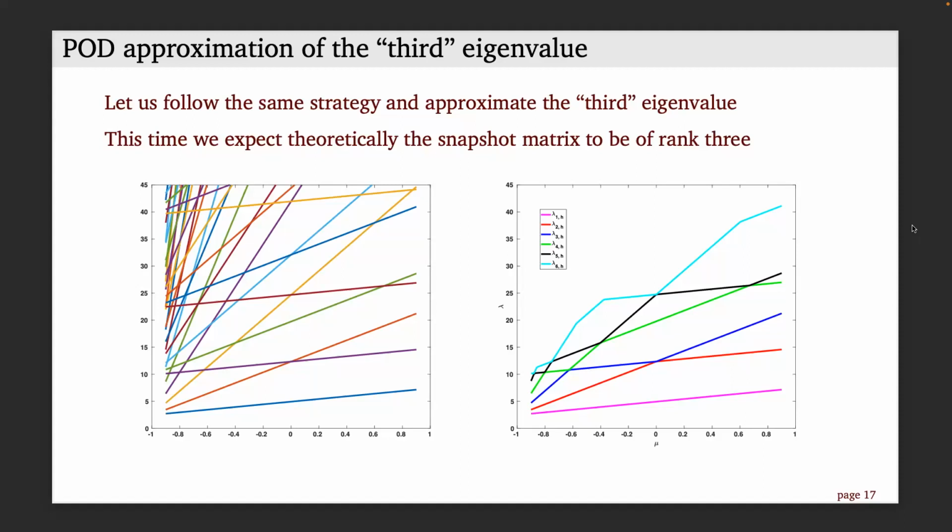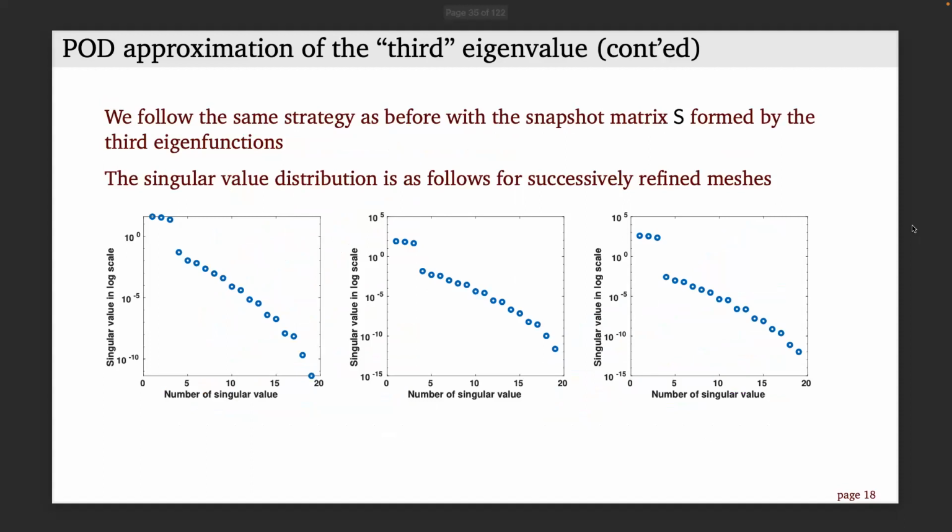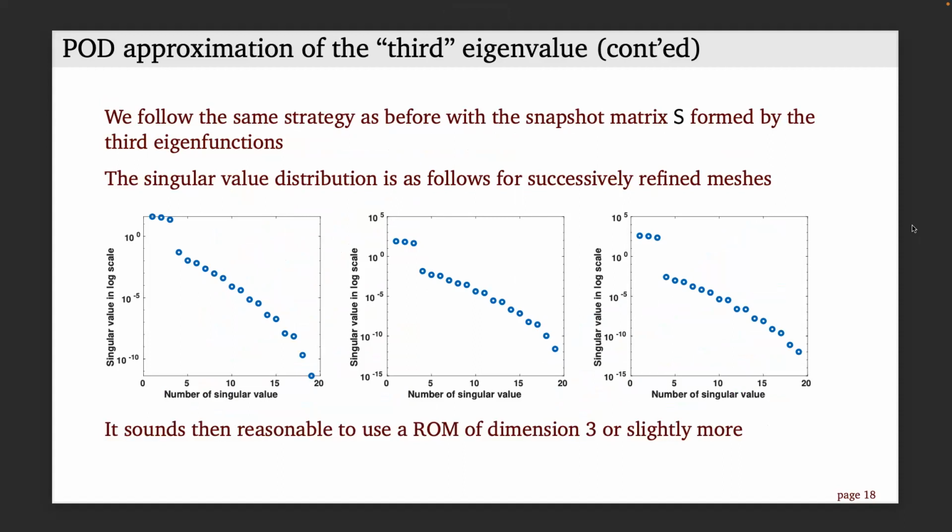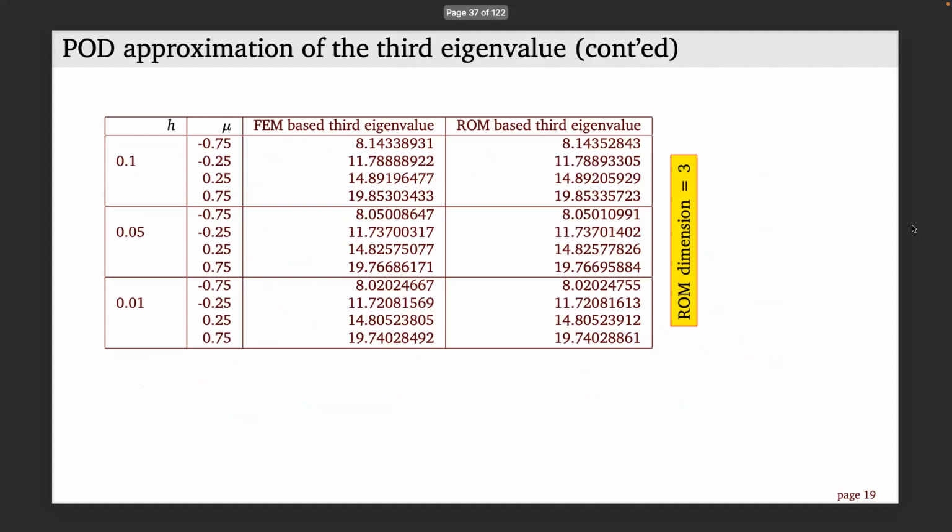Okay, so let's try to repeat this procedure and see if it works. So we have the singular values. Since now the rank of the snapshot matrix is 3, theoretically, we have 3 singular values that are separated from the others. Again, it's not precise in terms of machine precision, because there is some discretization error, but we have three singular values that are very well separated from the others. And now if I try to use a reduced order dimension equal to 3, this is what I get.